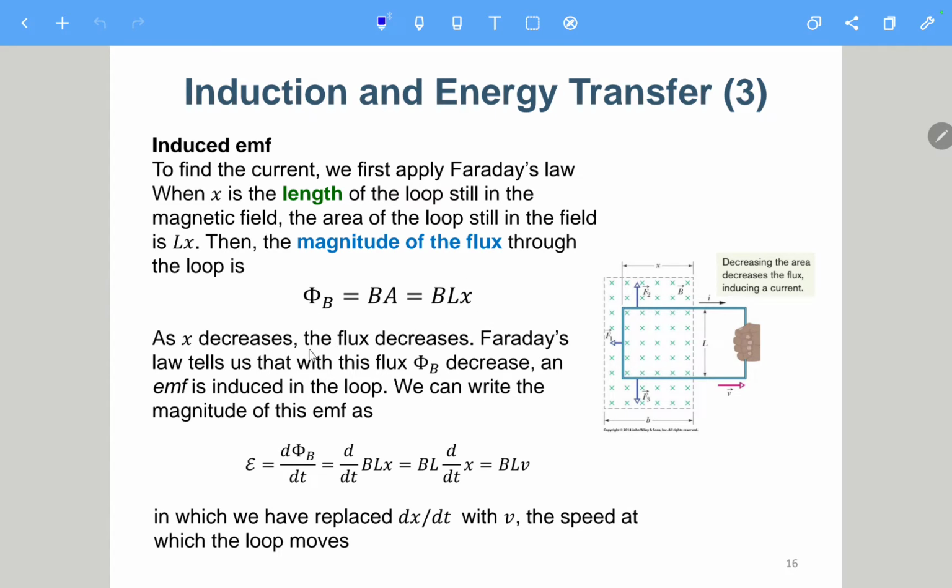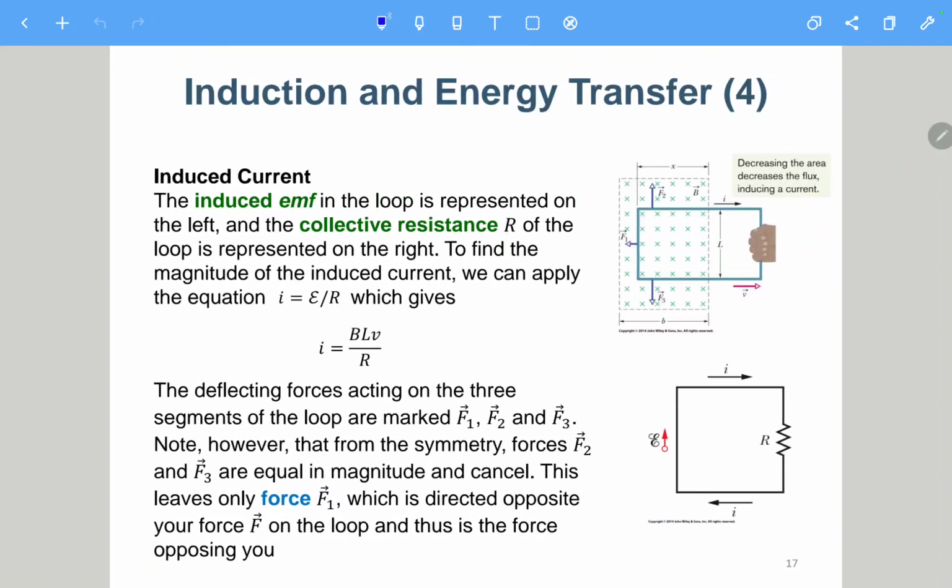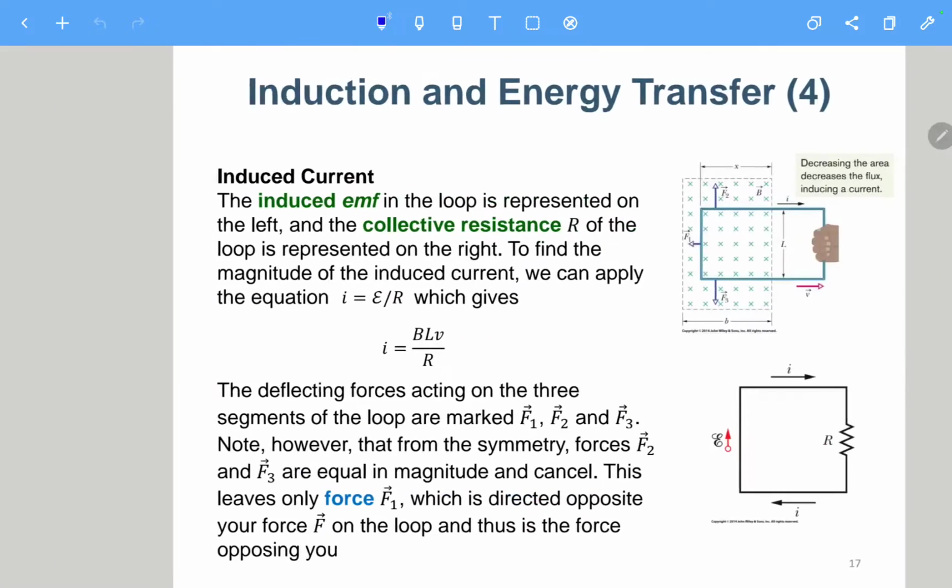So here we have phi B, and then we can apply Faraday's law. This is the magnitude of the EMF, E equals d phi B over dt. We plug this in. B and L are independent of time, so B times L and then dx/dt. dx/dt is the derivative of the displacement, which is the velocity. So E is BLv. So far we have E equals BLv.